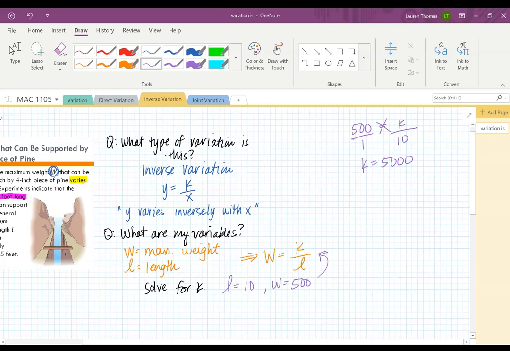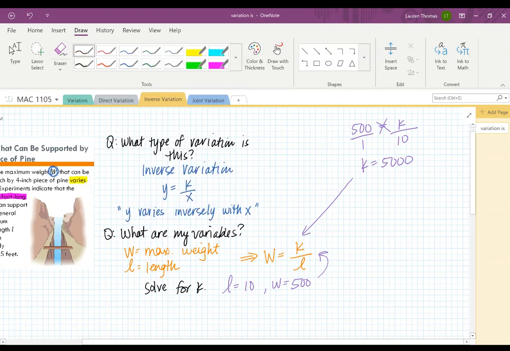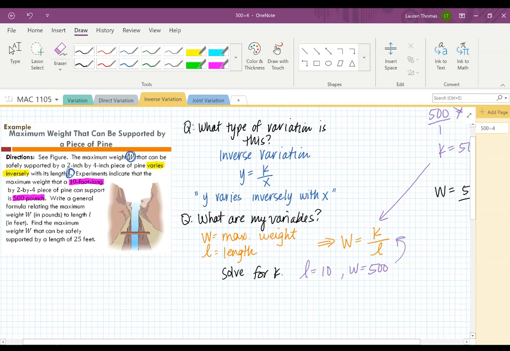All right, so now I'm good. I have my k. I can go ahead and plug that into my model. Remember, that specifies it. So I know how my variables are interacting with each other, but now k tells me by how much. So my new model is W equals 5,000 over L. All right. So now let's go back to the problem to see what they actually asked us to find.